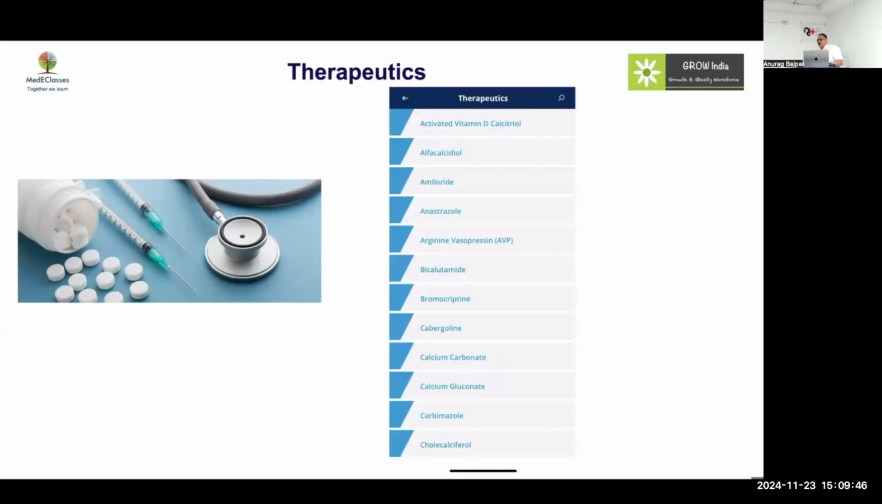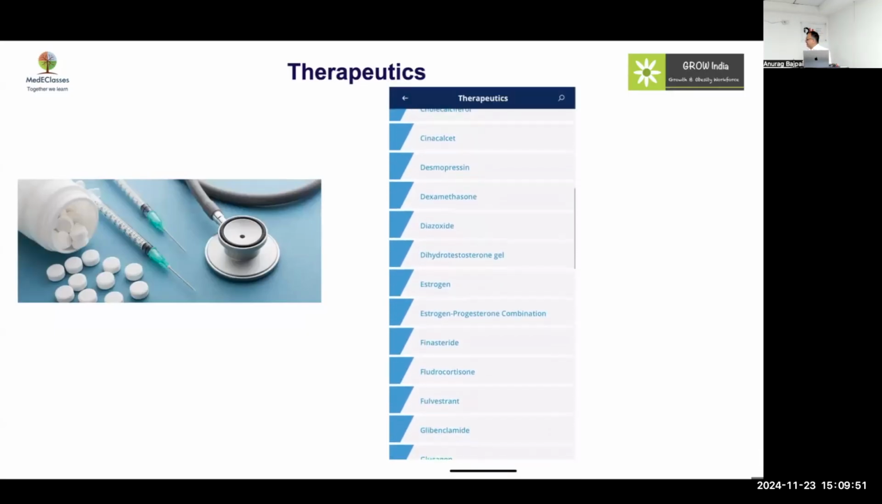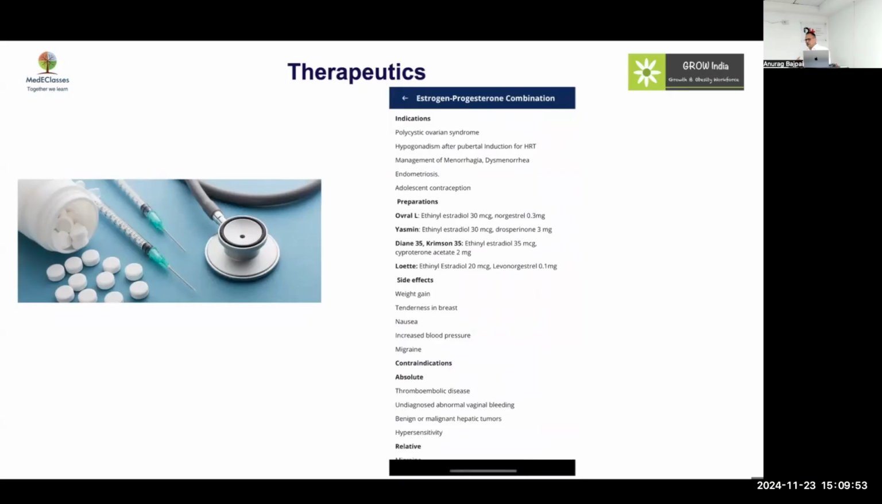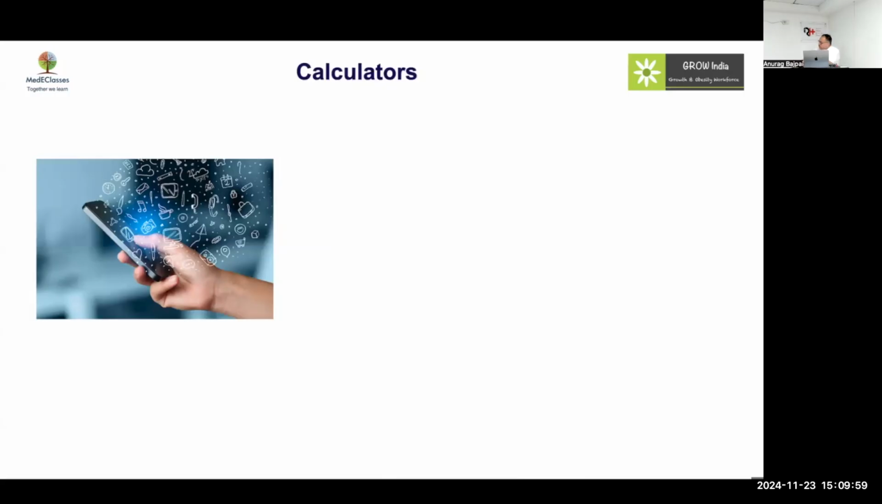Similarly, if you want to prescribe a drug, there is a therapeutic section which provides detailed information. All the drugs which are used in pediatric endocrinology are there, and we give all the adverse effects, interactions, and all those parts in that regard.